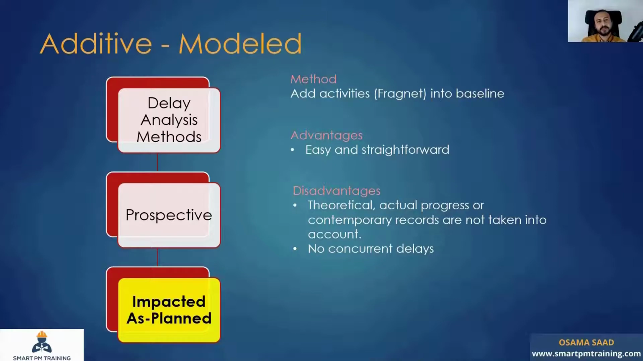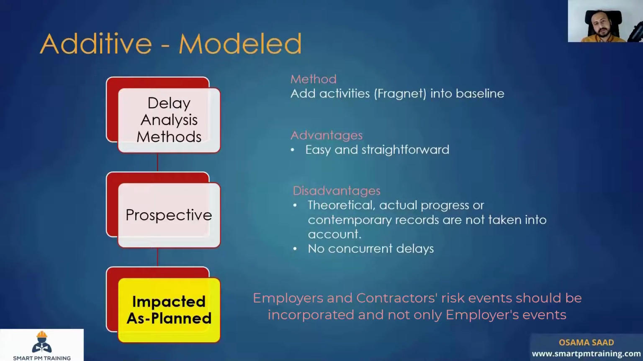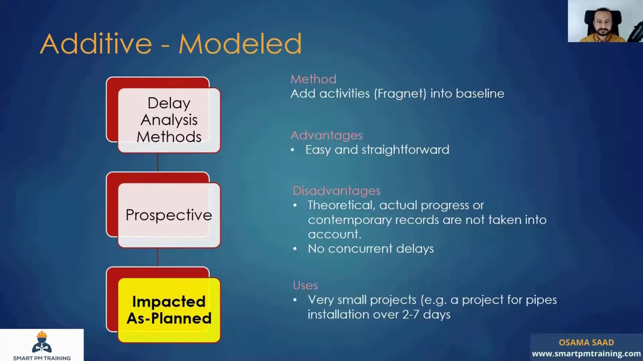So imagine with me that 1 year after the project commencement, the contractor did not do any work in the project. And you can still go back to the baseline and model employer's events and claim for entitlement. It just doesn't make sense. It doesn't represent at all the actual progress or the contemporary records. And because of that, we do not have any concurrent delays. We can use it in only very, very particular cases in very small projects.